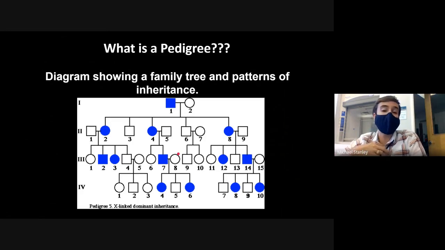And again, we can track these things through pedigrees. So with these diagrams showing this family tree of inheritance, we can point out specific people and pick out this person has this trait, this person does not, these parents passed on this specific trait to their offspring, so on and so forth.